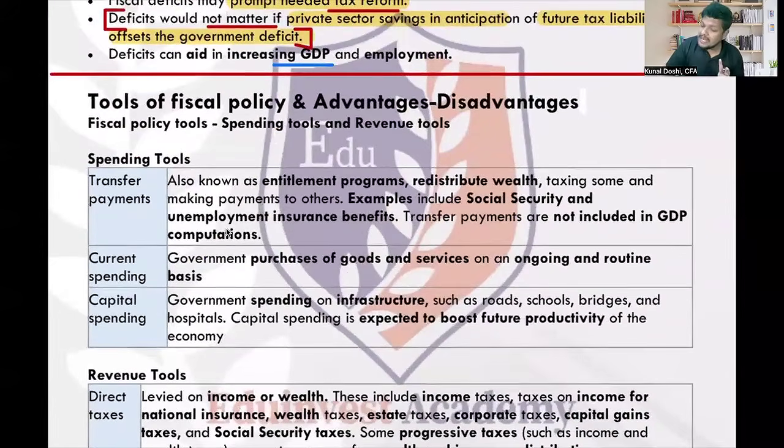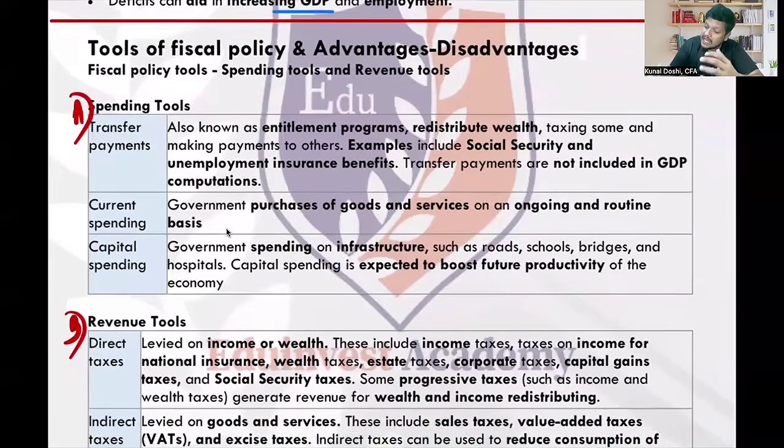Now, fiscal deficit is connected with two things, spending and taxes, that is revenue. So two tools, the revenue tools and the spending tools. Spending, where does the government spend? Giving unemployment benefits, redistributing the wealth. Those are all called transfer payments, unemployment insurance, social security benefits in the US. All of these are benefits given by the government, aids, donations, etc. Right? Are they included in GDP? Remember, transfer payments are not a part of GDP.